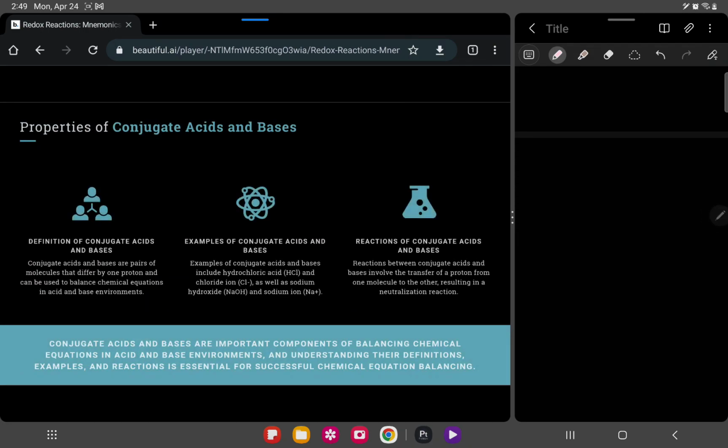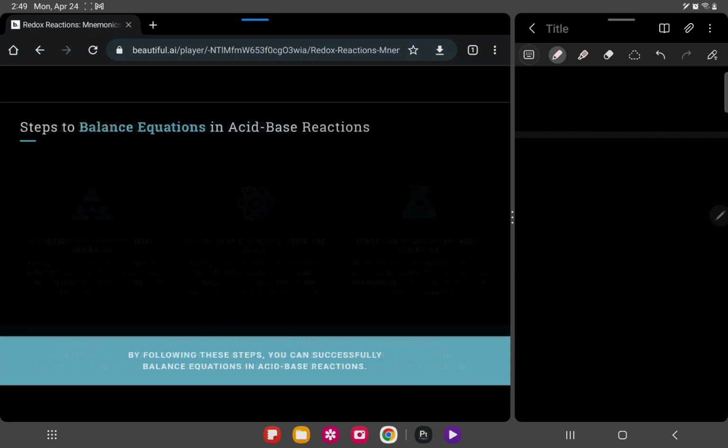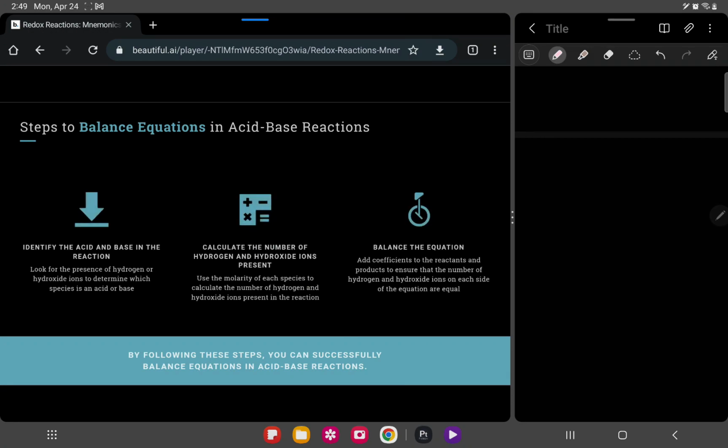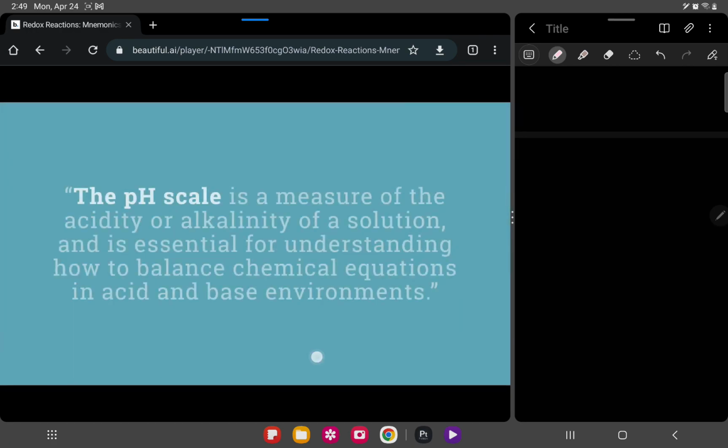Okay, so we also have the definition, and I think we have discussed the conjugate acid and bases before, when we were discussing Lewis acid and base. So to balance the equation in an acid and base reaction, you have to identify the acid and base in the reaction first, then calculate the oxidation numbers, and then balance the equation. But aside from that, we not just balance the number of elements, we also balance the number of electrons on both sides of the equation. So let's have an example for that.